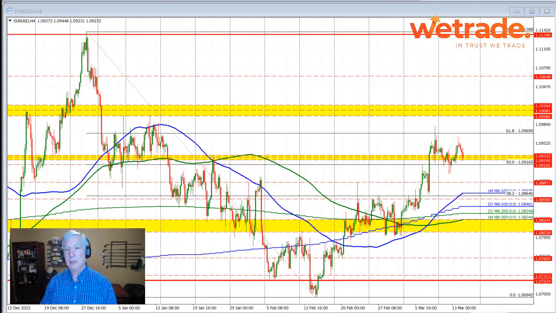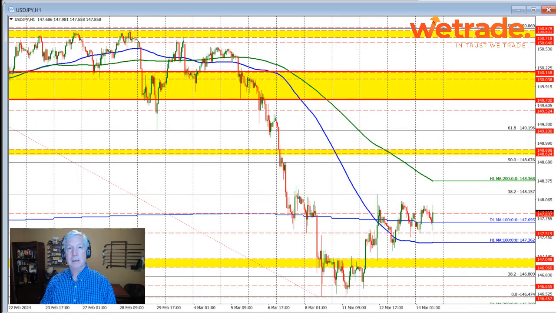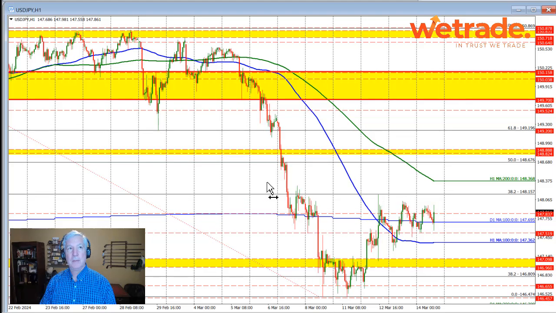Let's take a look at the dollar versus yen next. I'm going to look at the hourly chart here just to show the price action that we've seen over the last few days. We did move up on Tuesday, extended up to the 38.2% retracement.